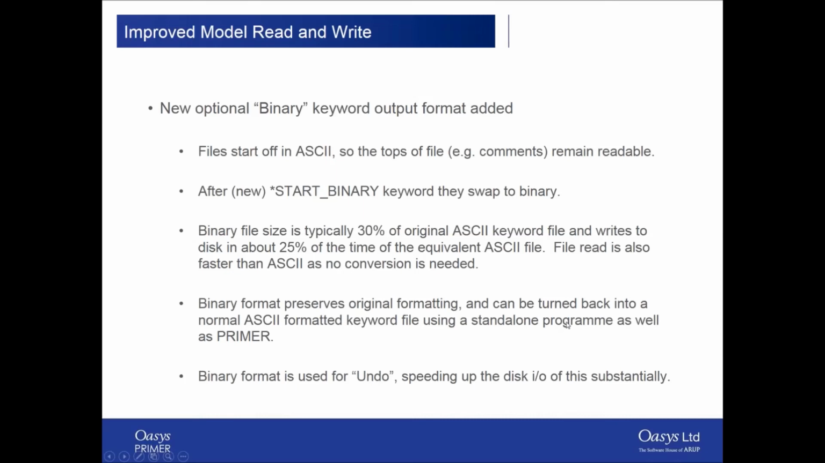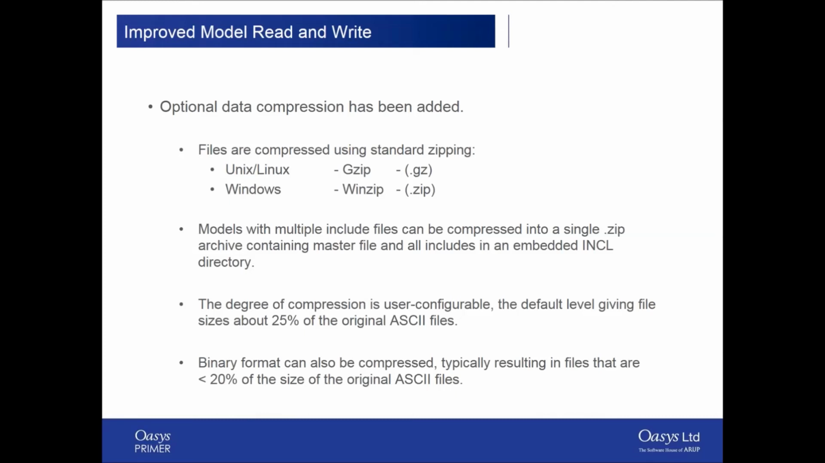Another option you can use as well is compression, so zipping. Essentially, we've incorporated WinZip or GZip into Primer. This means that Primer can now natively read zipped files. So if you have zipped files on your system, Primer will natively read those as well. When you're writing a model, you can also specify that you want the files to be zipped. The degree of compression is user configurable. The default level gives a file size around 25% of the original ASCII files. And you can, if you want to, combine the binary format and the compression.